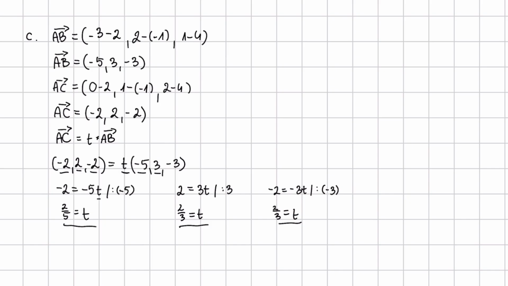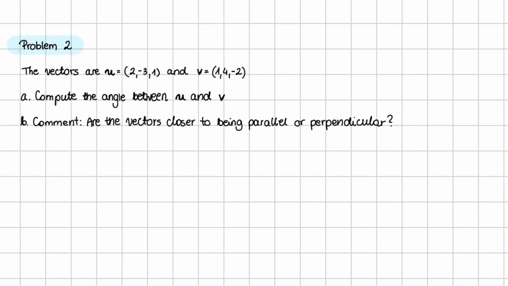Problem 2. The vectors are u equals (2, -3, 1) and v equals (1, 4, -2). A, compute the angle between u and v.